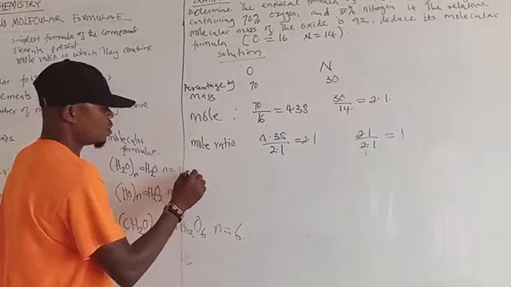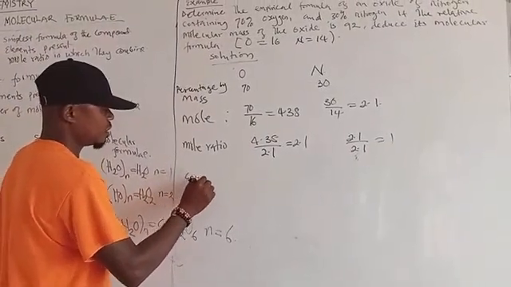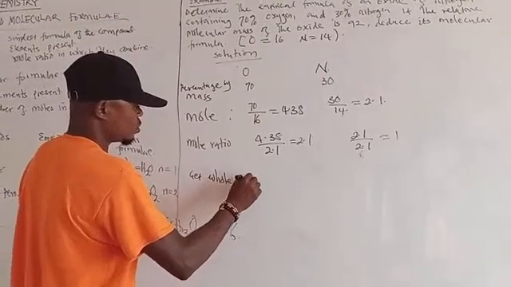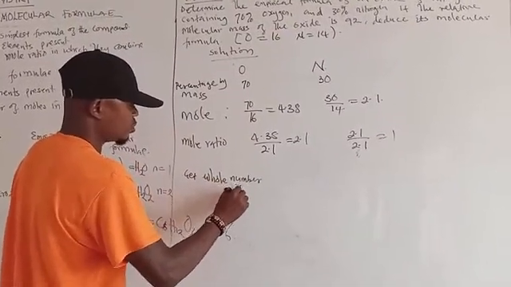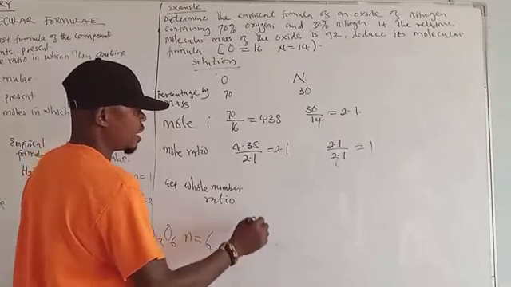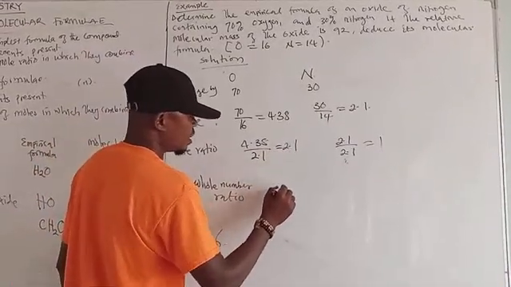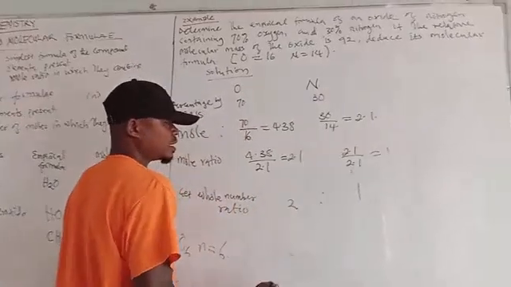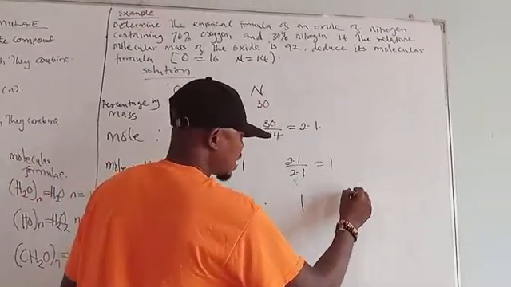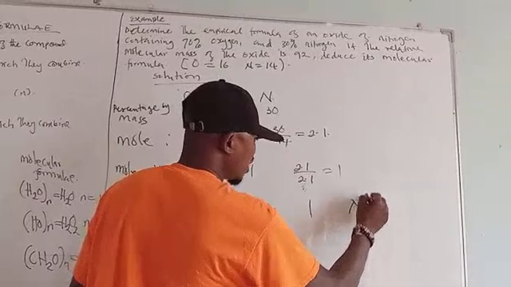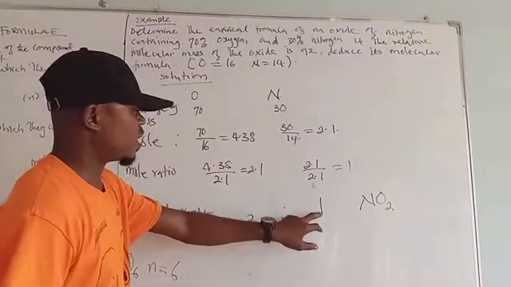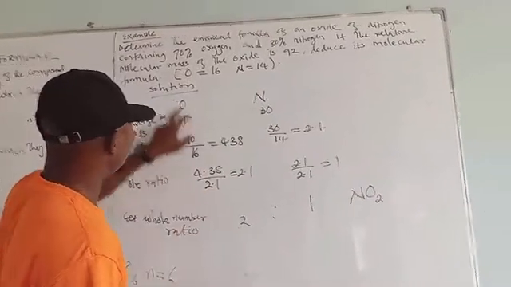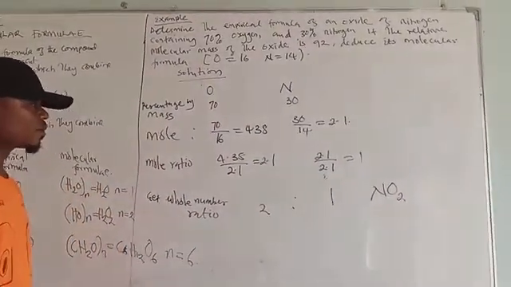So now we'll get the whole number ratio. And here, this is going to be approximately 2:1. And what that implies is that we're going to have 1 atom of nitrogen and 2 atoms of oxygen. It's 1 atom of nitrogen. This is a nitrogen oxide. 1 atom of nitrogen, 2 atoms of oxygen. This is what this is saying.